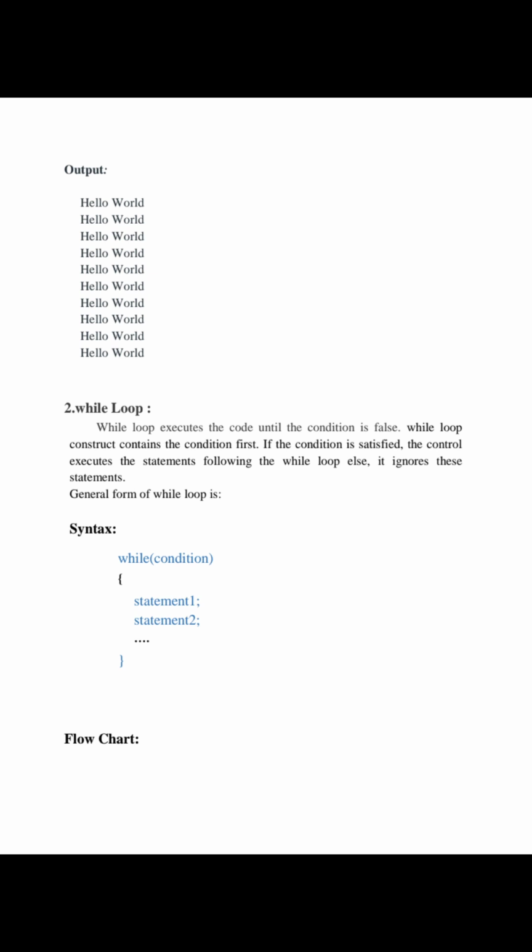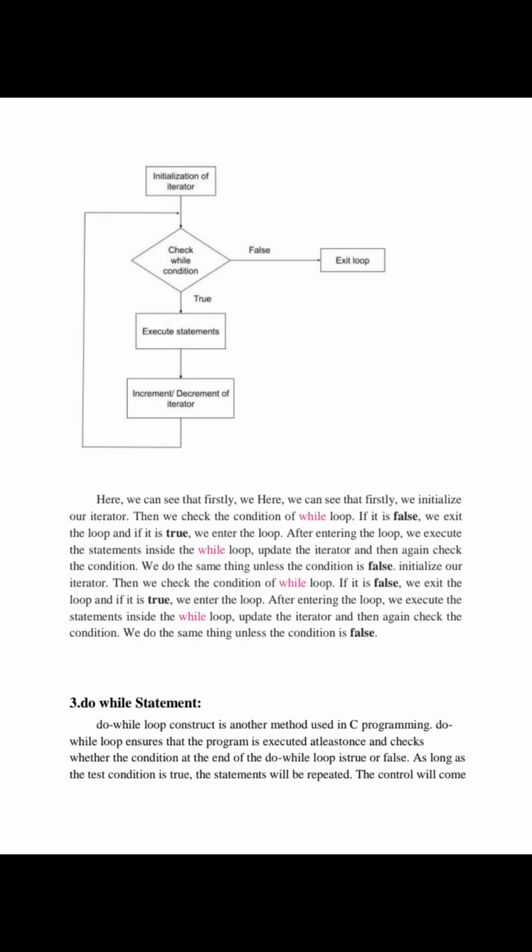The general form of the while loop is while condition, statement 1, statement 2, and closing brace. Here we can see that firstly we have the initialization expression. Then we check the condition of the while loop. If it is false, we exit the loop, and if it is true, we enter the loop.